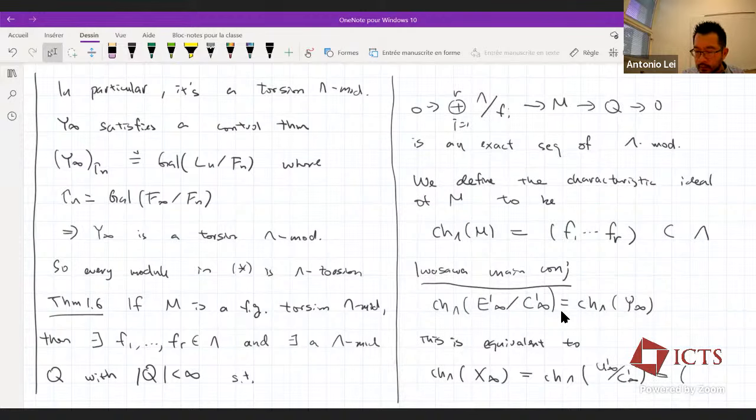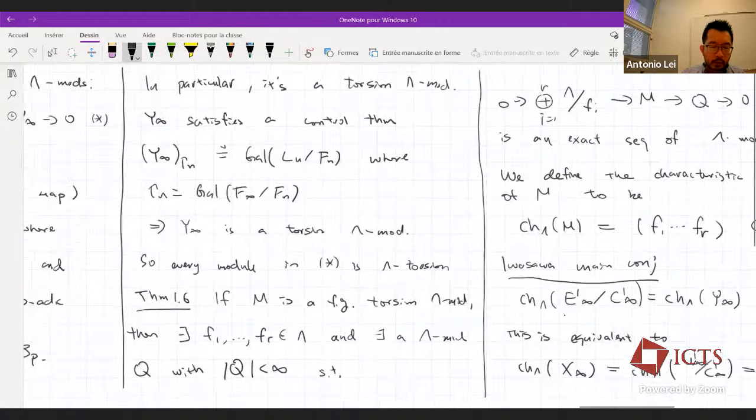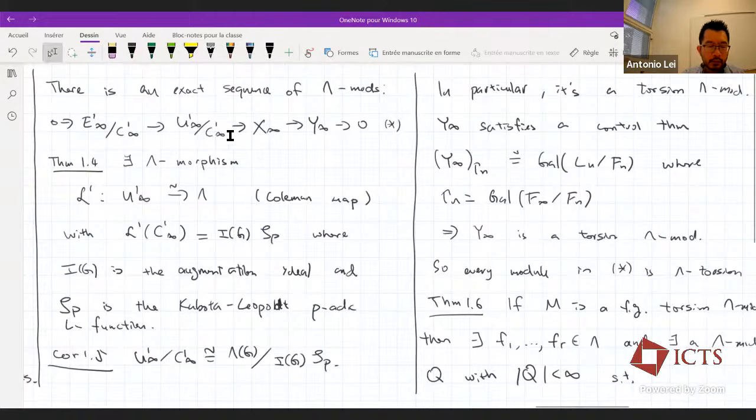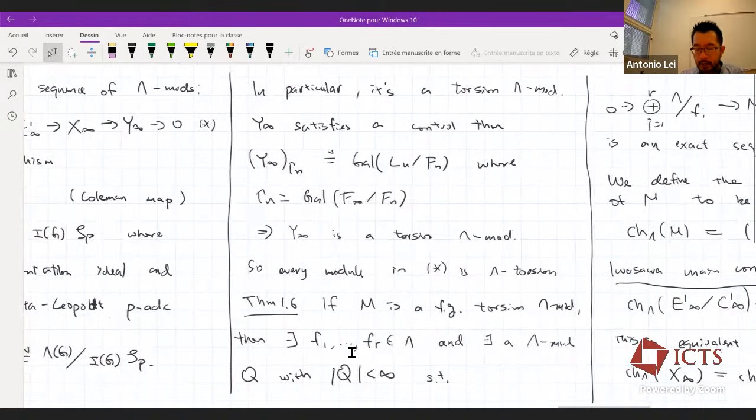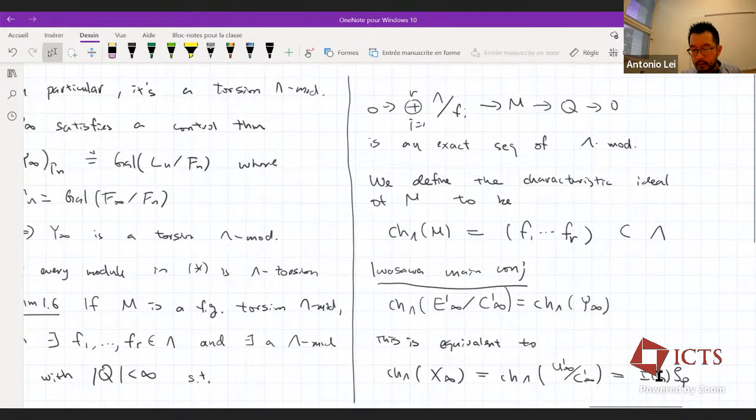It is given by the ideal generated by IG times zeta P, right? So here, remember, U1 infinity over C1 infinity is isomorphic to this quotient. So this is a cyclic module, so you know precisely what the characteristic ideal should be, and it is given by this ideal. So the Kubota-Leopoldt p-adic L-function, which is a very analytic object, should be related to this algebraic object.